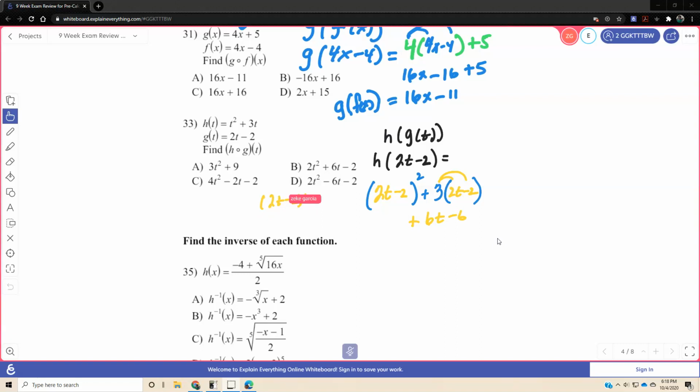2t minus 2, 2t minus 2, 4t squared minus 4t minus 4t plus 2. So what you have is 4t squared minus 8t plus 2, no, plus 4.